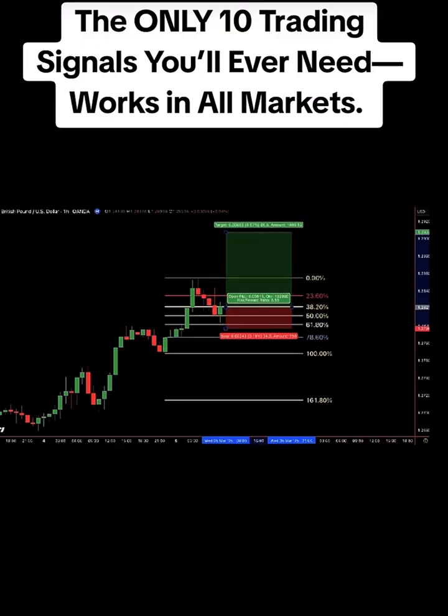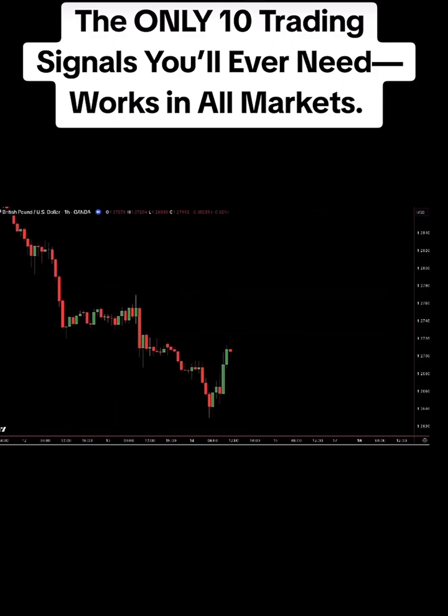Now, look at what happened next. As expected, the market bounced from the golden zone and continued higher. Look at another chart example.